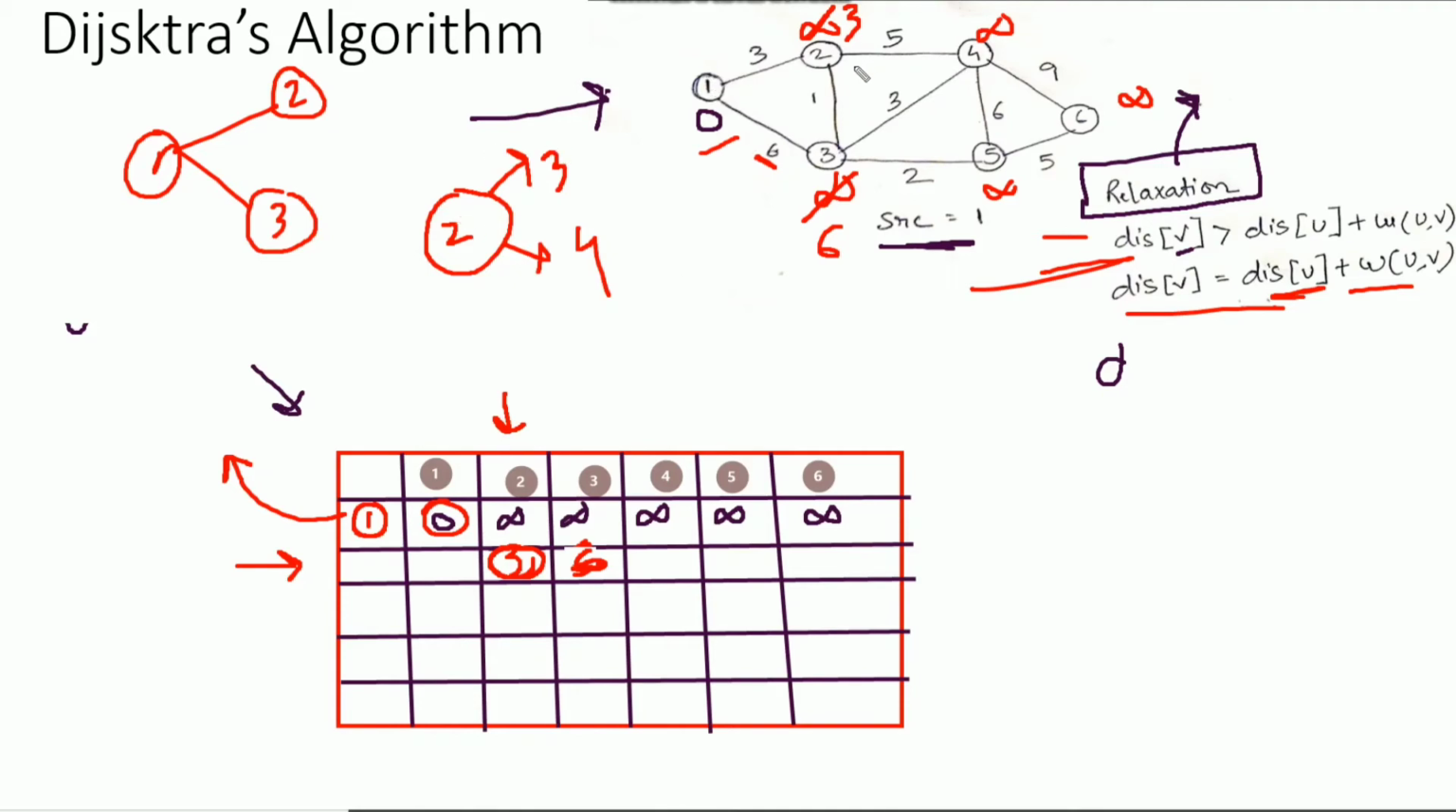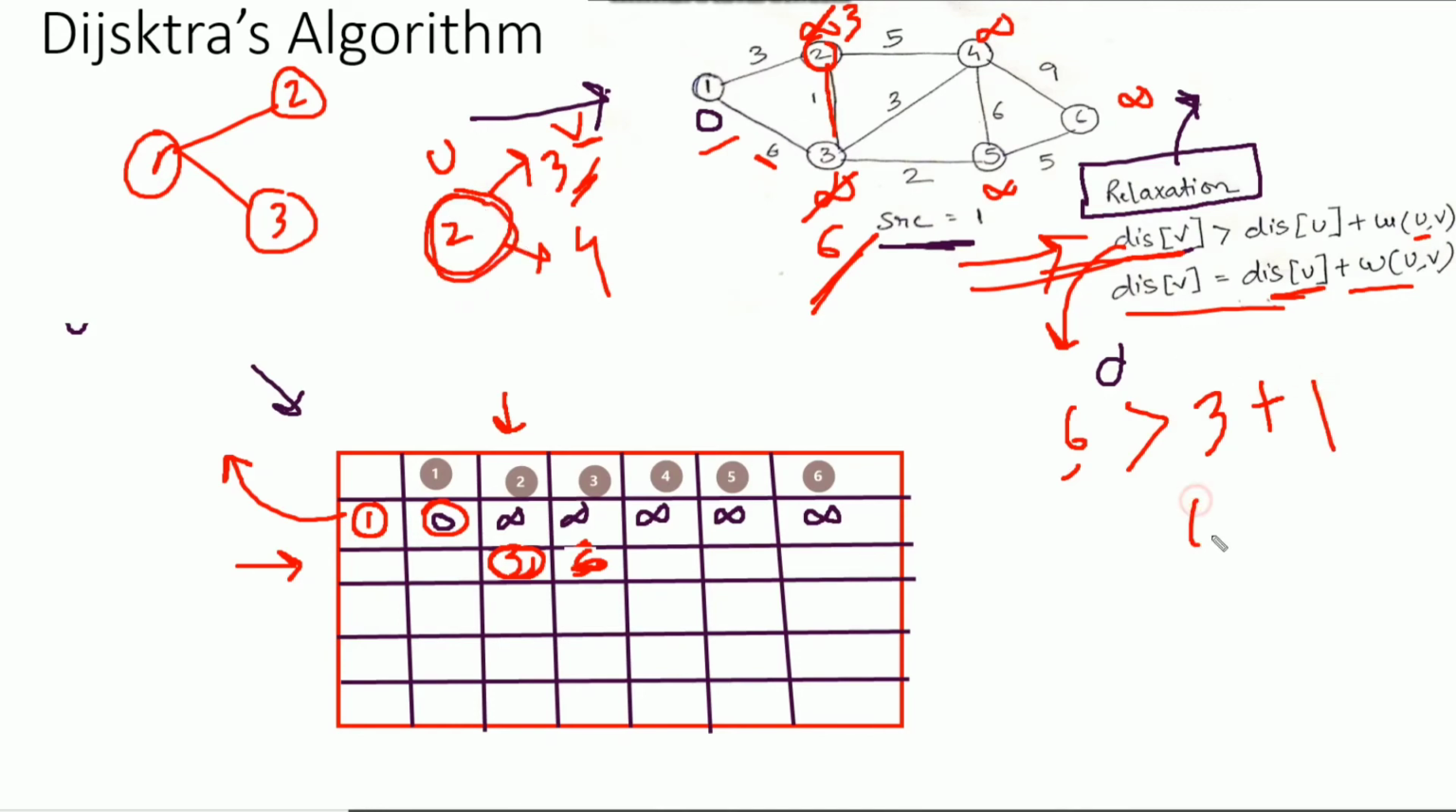From 2 to 3, the current value of vertex 3 is 6. The distance of v, vertex 3, is 6, which is compared with the distance of the current vertex u. Vertex 2 is my current vertex and vertex 3 is my vertex v. So I'll use the relaxation operation. Distance of 3, that is 6, is greater than distance of u, that is 3, plus the weight between u and v. The weight connecting vertex 2 and 3 is 1. So 6 is greater than 4.